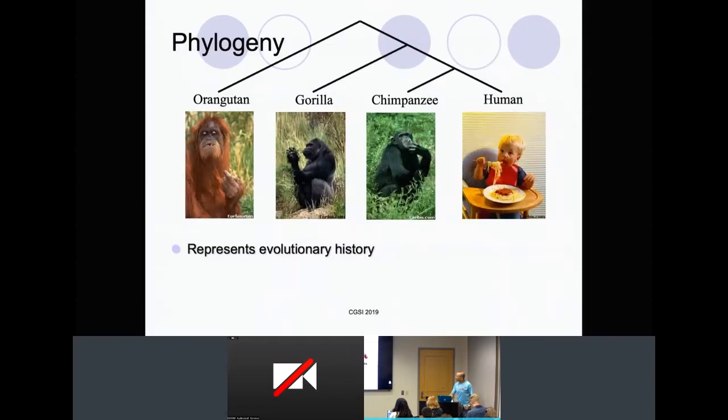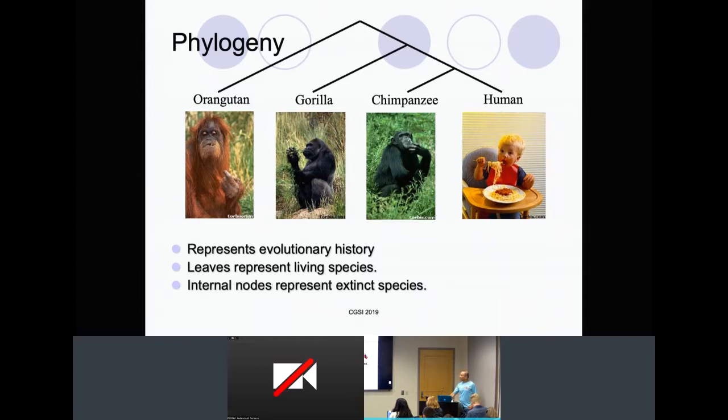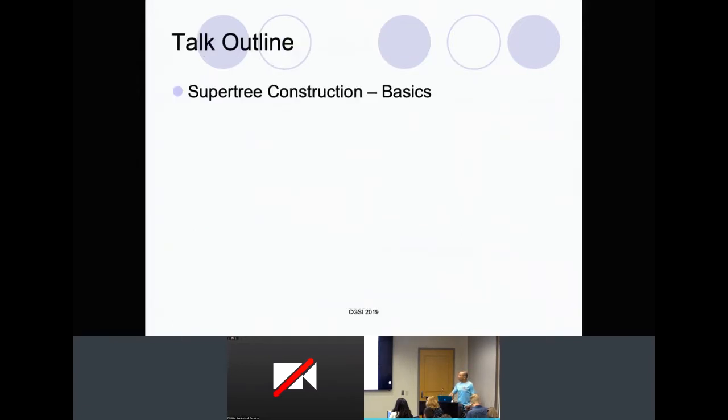Anyway, so let's see. So what is a phylogeny? It represents the evolutionary history of the organisms that are mapped to the leaves of the tree, and internal nodes represent extinct species or speciation events, and the branches represent the relationship, okay? So who is a sister of who? And so forth.